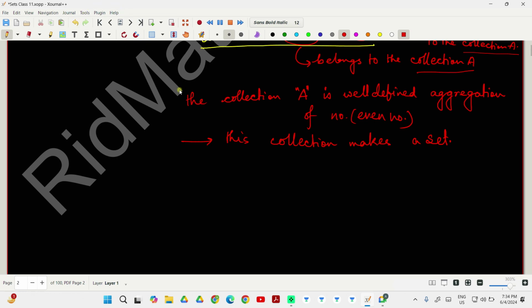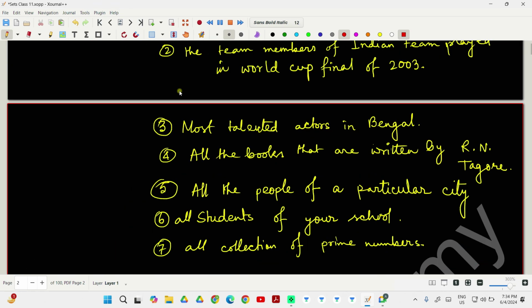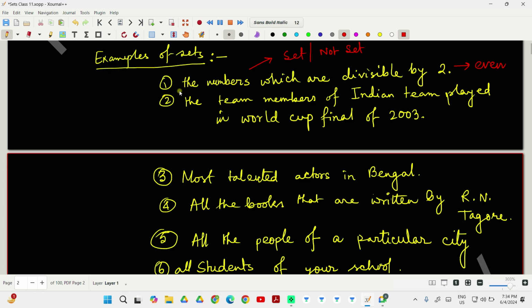Okay, now second example. The second example is saying the team members of the Indian team who played in the World Cup final of 2003. Now tell me why it is a set.